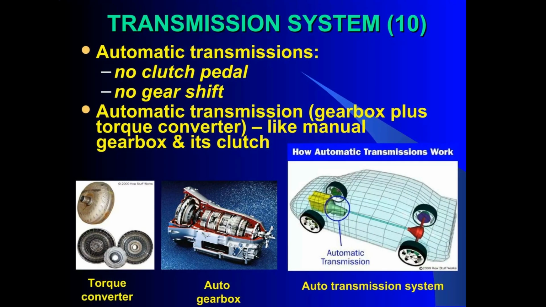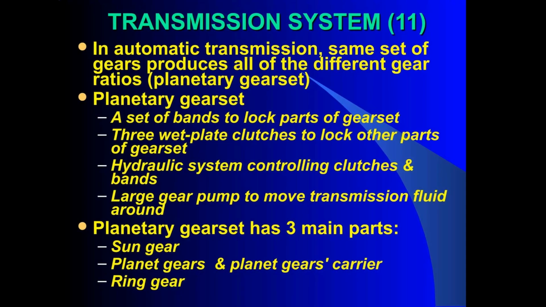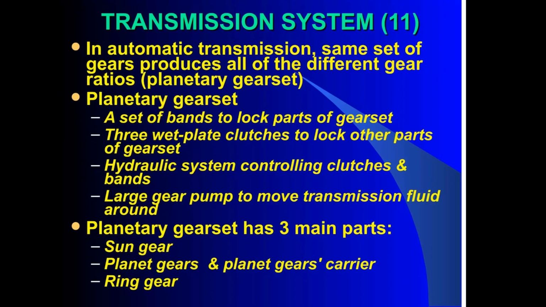Automatic transmissions eliminate the clutch pedal and gear shift. They use an automatic gearbox paired with a torque converter, which functions similarly to a manual gearbox and its clutch. Automatic transmissions use the same planetary gear set to produce all different gear ratios. It consists of the sun gear, planet gears with their carrier, and the ring gear. A hydraulic system controls clutches and bands.